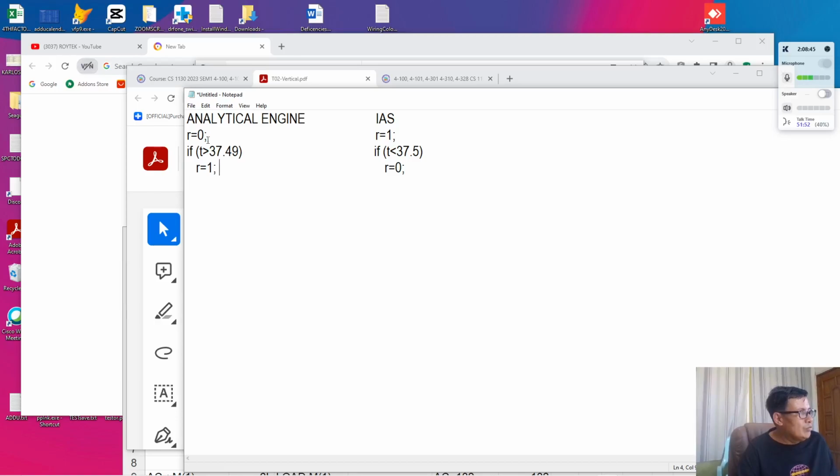So therefore, we are going to change our logic also. Previously in the analytical engine, we assumed that the result is 0 and we check if our cutoff is greater than 37.5 by doing a subtraction. This time we will assume it's R, which is our else statement. R is equal to 1. And then we check if it's positive, because if it's positive, we do not change R as 1. We let it remain as it is. If it's lesser than the 37.5, we will change it to 0.